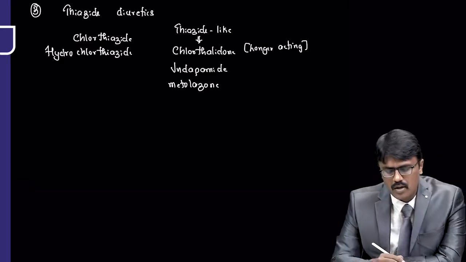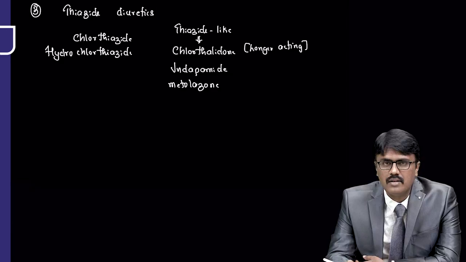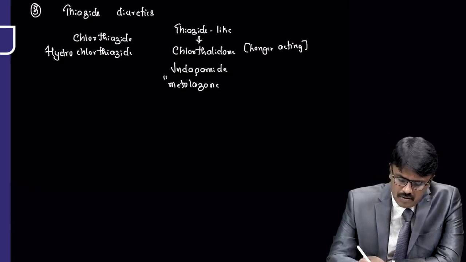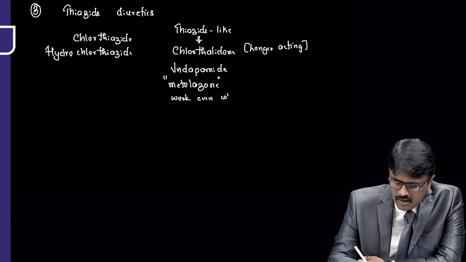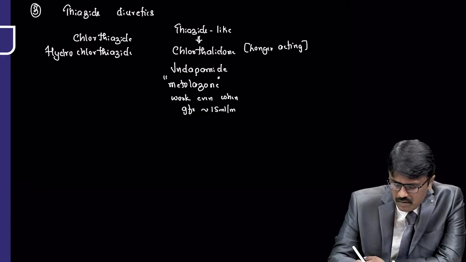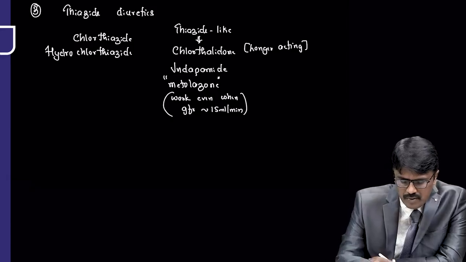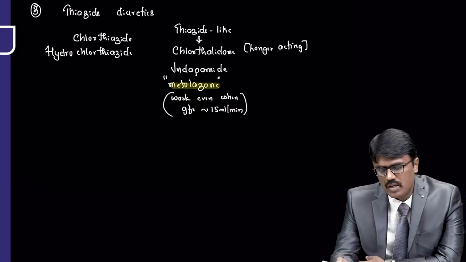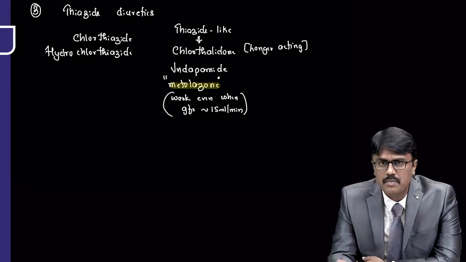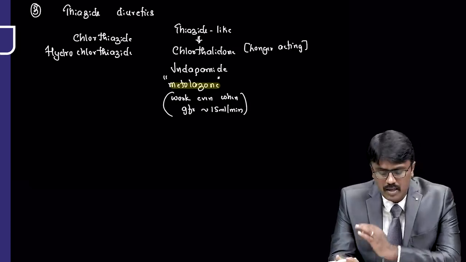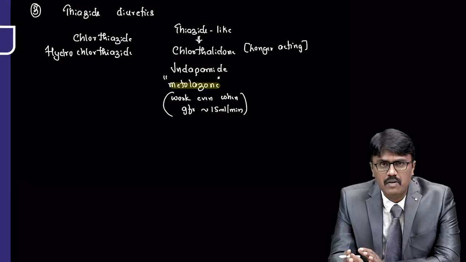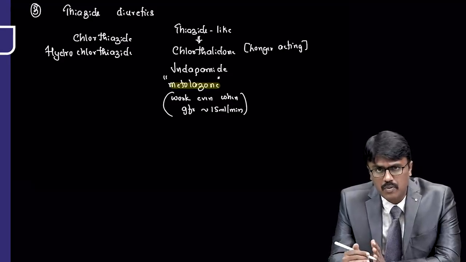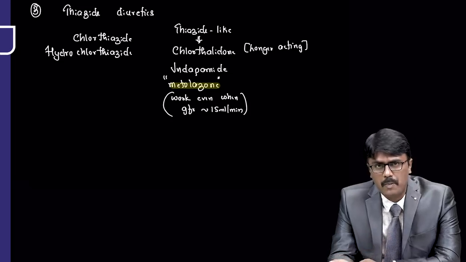Indapamide and a drug called metolazone. Now, I told you already, thiazides will not work in CKD, that is, renal failure patients. Metolazone is an exception. It will work even when GFR is approximately 15 ml per minute. Even with that, it will work. So this is one important drug you need to remember. Usually thiazides will not work. One important drug you all should remember is metolazone. Even indapamide will work in renal failure, but if they give both options, please go for metolazone.